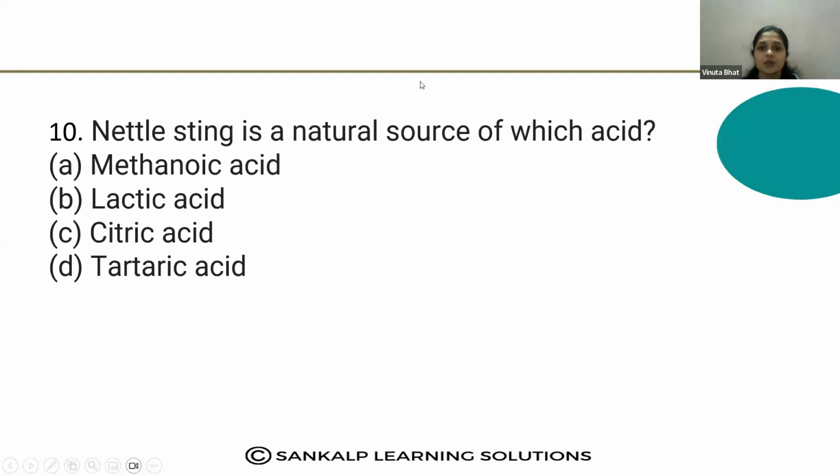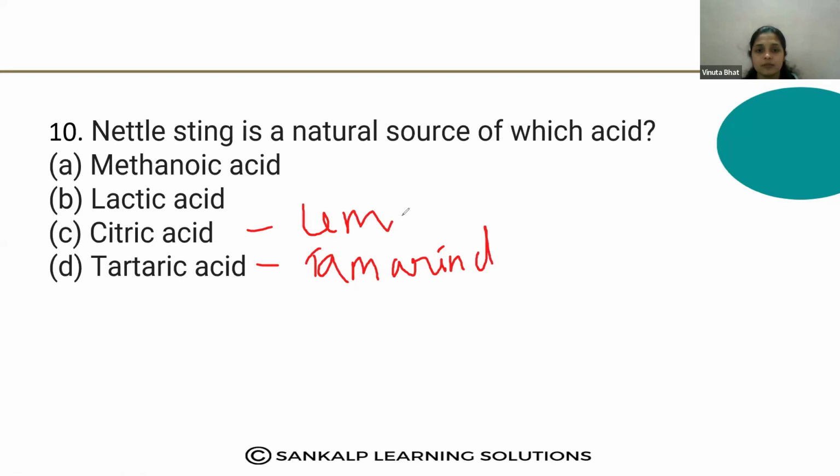Nettle sting is a natural source of which acid? Methanoic acid, lactic acid, citric acid, tartaric acid. Here, tartaric acid is present in tamarind. Then citric acid is present in citrus fruits like lemon. Lactic acid is present in curd. Then methanoic acid is present in the nettle sting. Okay, option A is the correct answer, that is the methanoic acid.